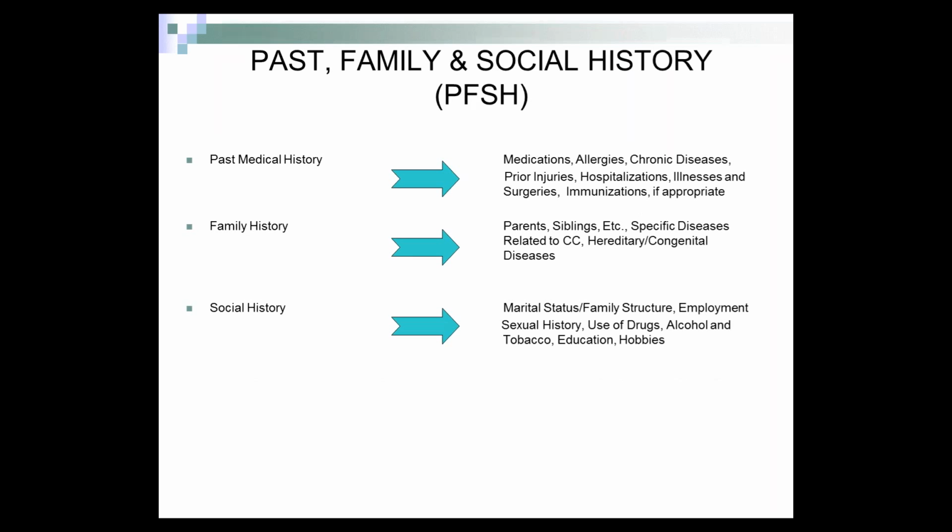Past, family, and social history. Past medical history, again, includes any of the patient's medications, allergies, chronic illnesses, prior injuries, hospitalizations, illnesses, surgeries, and immunizations, if appropriate. The family history should be first-degree relatives, so that's a parent, a sibling, or their child, and for very young children it may include grandparents, parents, siblings, etc., specific diseases related to the patient's chief complaint, or a condition that could be considered hereditary or congenital. Social history: marital status, family structure, employment, sexual history, use of drugs, alcohol, tobacco, education, and hobbies.